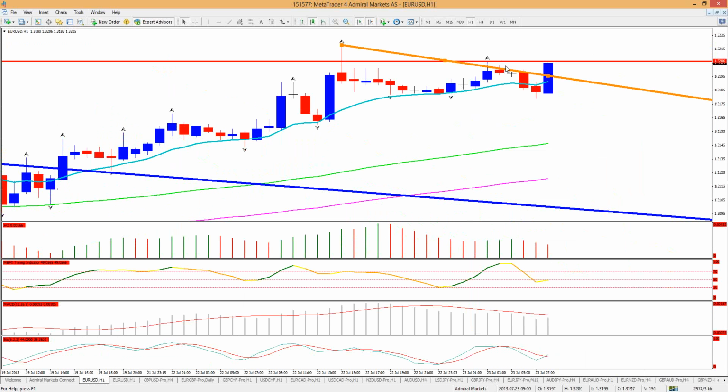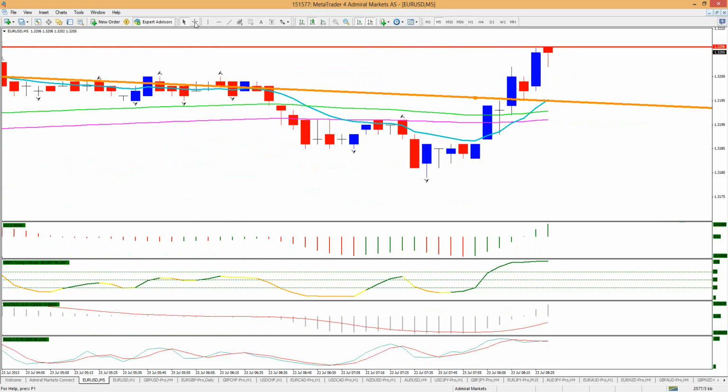Wow, the euro dollar is reaching the 1 hour resistance here. Had another 5-minute up move. Another 10 pips up here in the last 5 minutes.